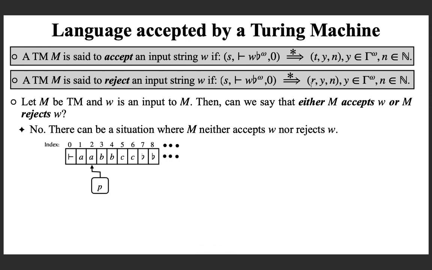Now suppose you have a Turing machine which is in this configuration now, and you have this transition. So what is it telling? If you are in the state P and reading the input A, what do you do?